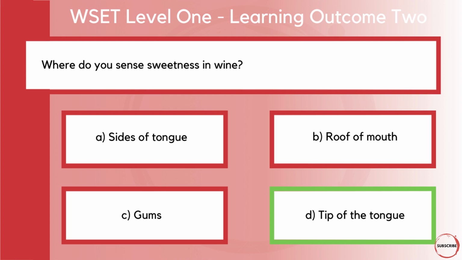And part of being able to take good, effective wine tasting notes is being able to sense what the wine tastes like, and different parts of your mouth are going to sense different qualities in the wine. I always think of tannin as that drying roof of the mouth sensation. But when it comes to sweetness, you sense it on the tip of your tongue.